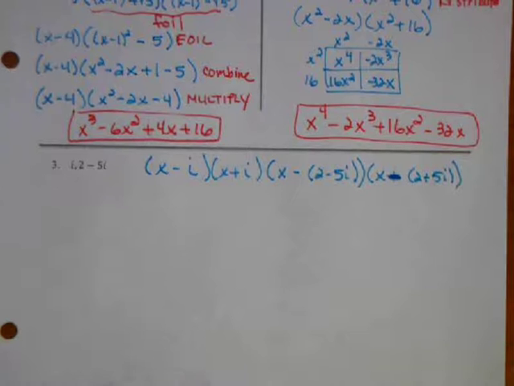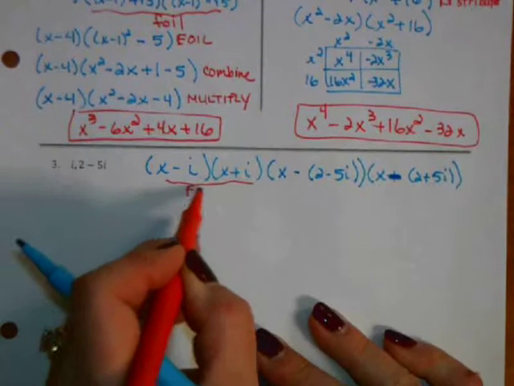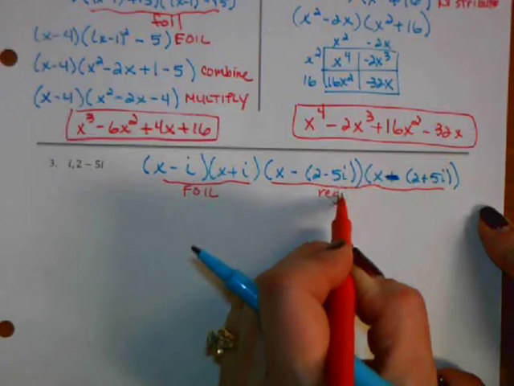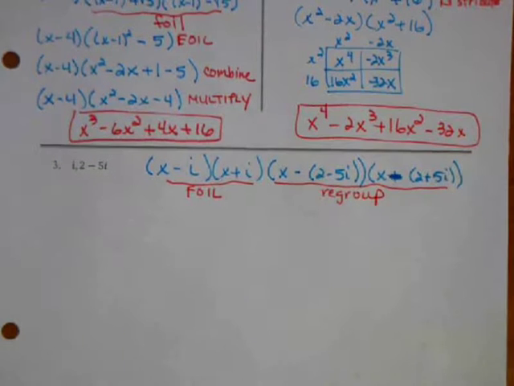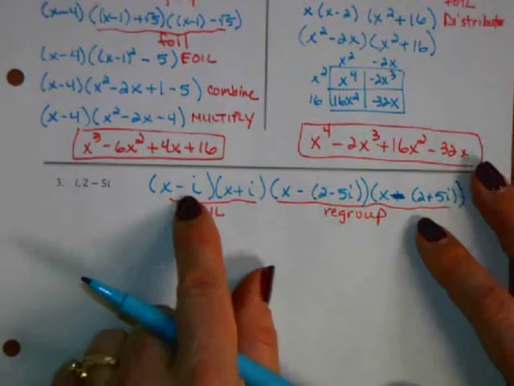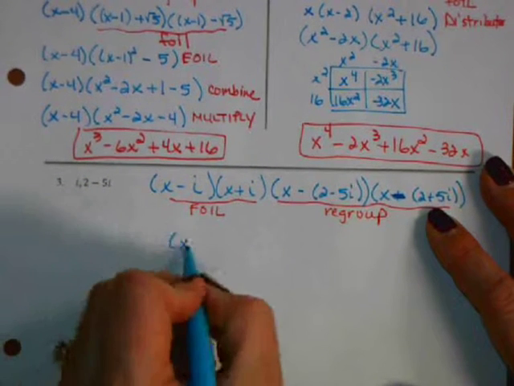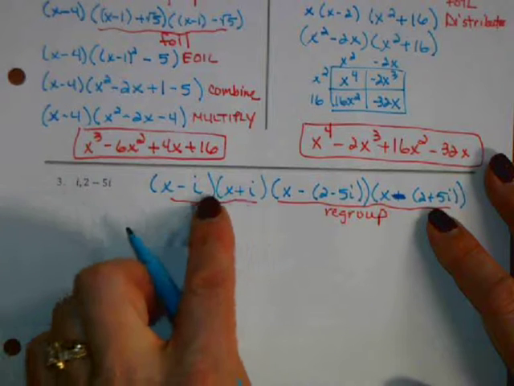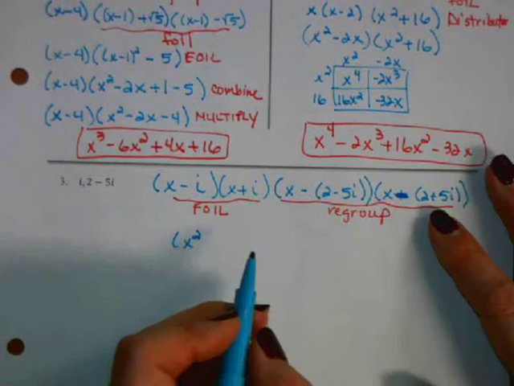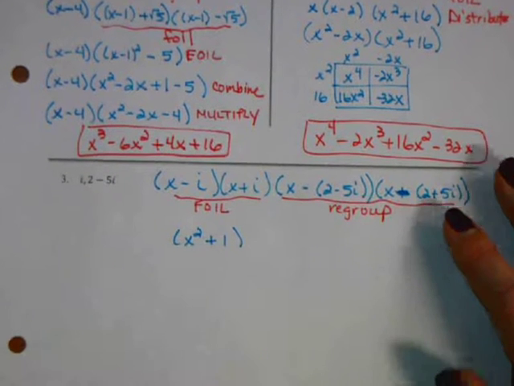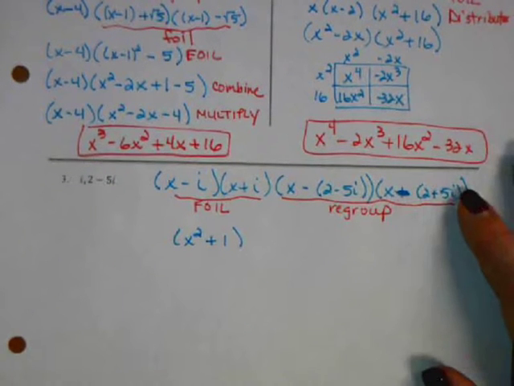All right, so let's take a look at this. Let's FOIL these. That's a minus. And regroup these, just like we regrouped up here, okay? So if I FOIL this, I'm going to get x squared plus and minus, no middle term. So it's going to be minus a -1, which turns into plus 1. I squared is negative 1, so therefore it becomes plus 1.